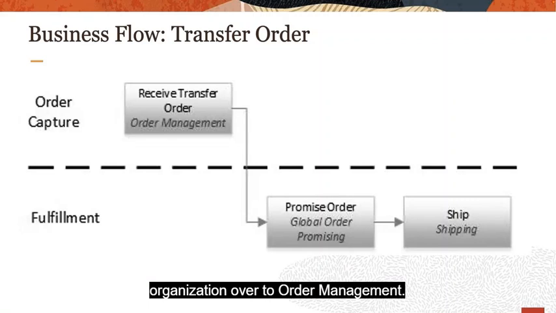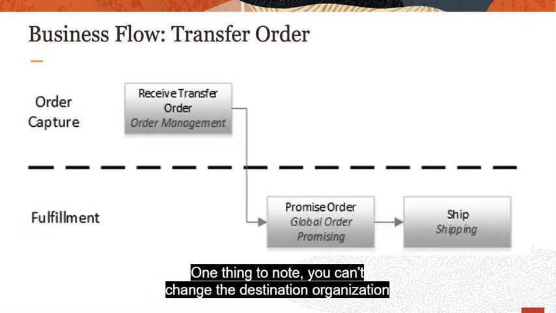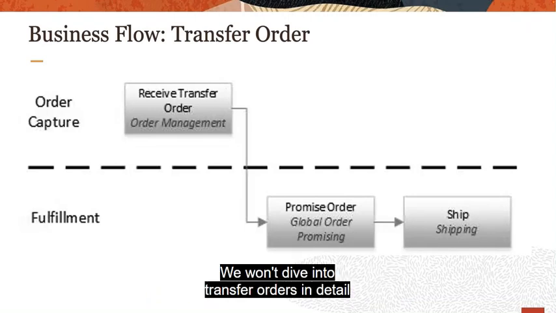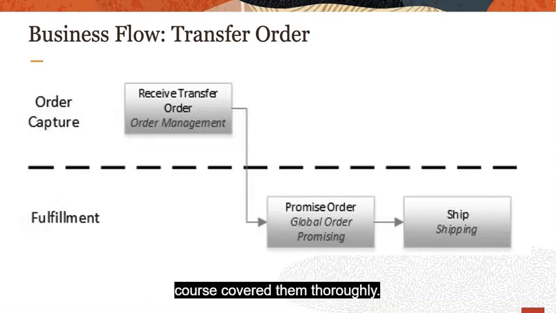When the source document type is a transfer order, often called a TO, Inventory Management sends the information about the destination organization over to Order Management. This detail is stored in something called the IMT entity, which is then sent along to Global Order Promising and Shipping. One thing to note, you can't change the destination organization in Order Management. You just use Order Management to track the status of your transfer order. We won't dive into transfer orders in detail here, since the Advanced Supply Chain and Fulfillment Technique course covered them thoroughly.